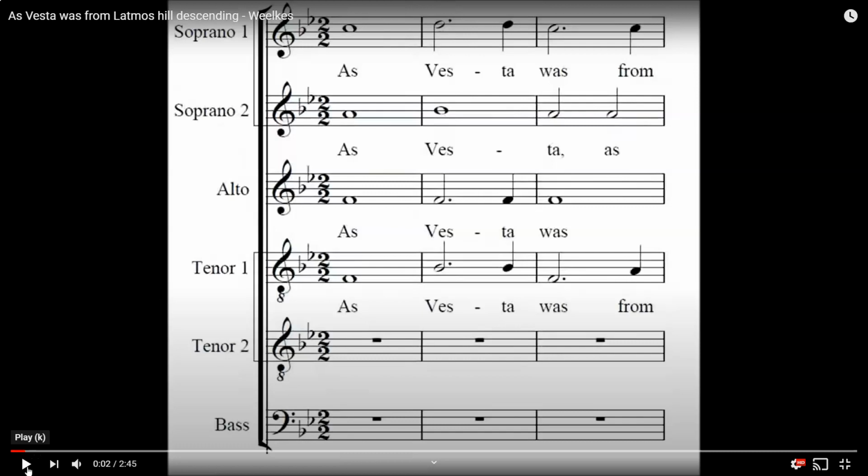This is in duple meter, as you can see, and what's going to happen is, so Vesta is this goddess, and she is walking down Latmos Hill, which is a mountain, right? And she looks over and she sees the maiden queen. The maiden queen was Queen Elizabeth I. Queen Elizabeth I is sometimes known as the maiden queen because she never got married. She never got married because she didn't want to relinquish her power.